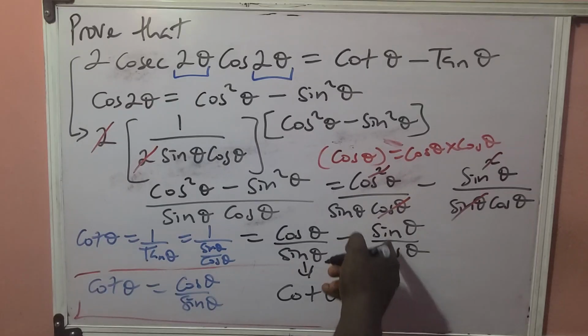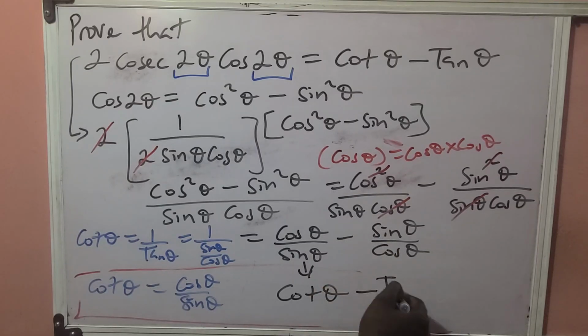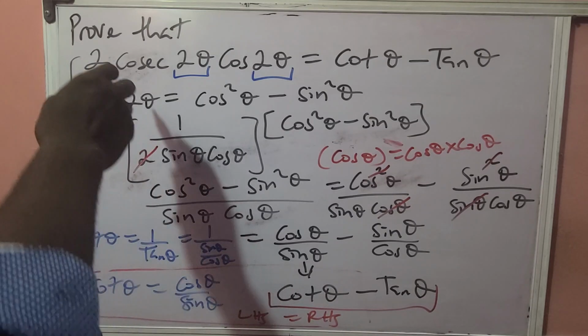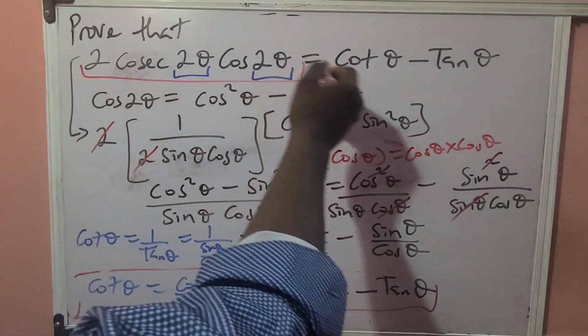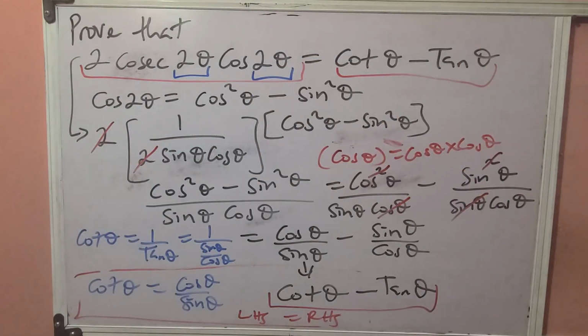And obviously you know that sine theta over cos theta is what? Tan theta. This has brought me to the right hand side, which I was told to prove. So I've been able to prove that the left hand side is equal to the right hand side. So this particular value here equals what we have right here.